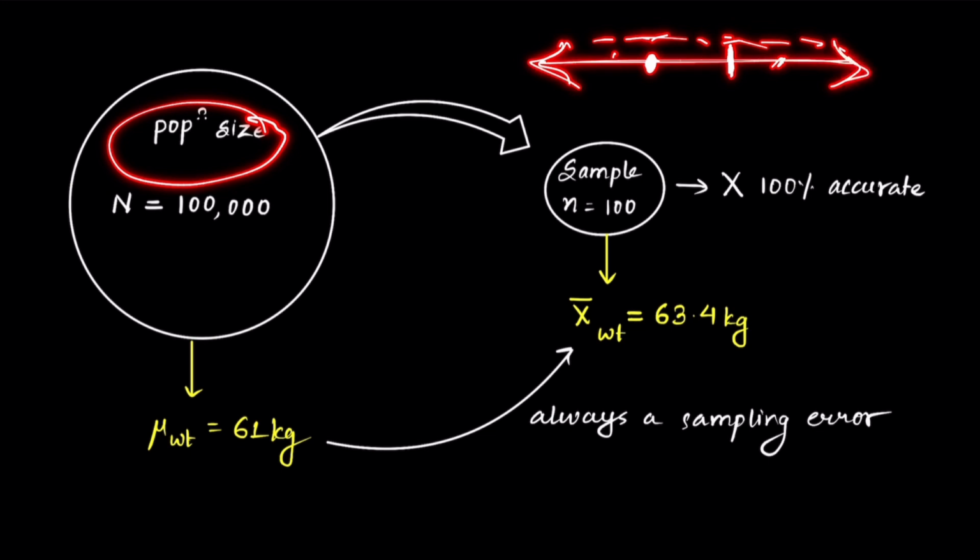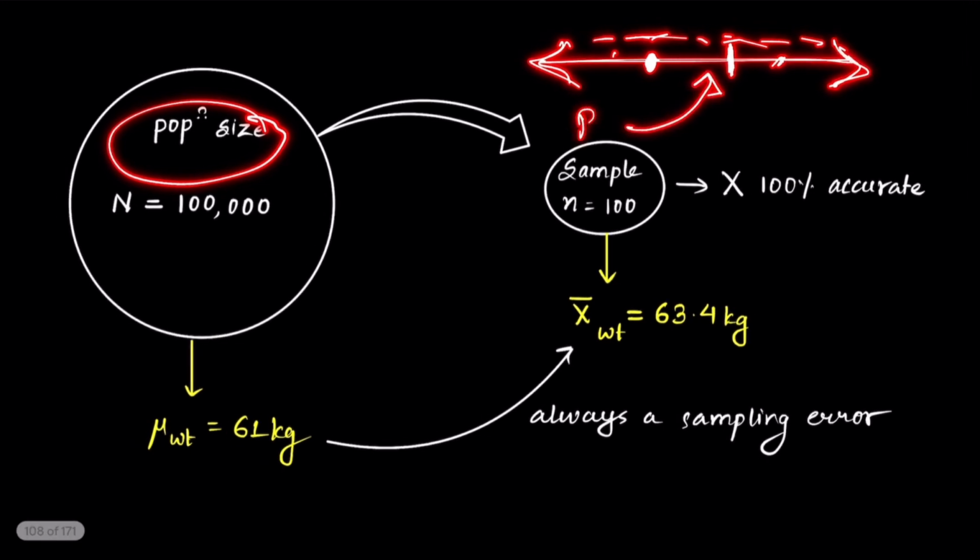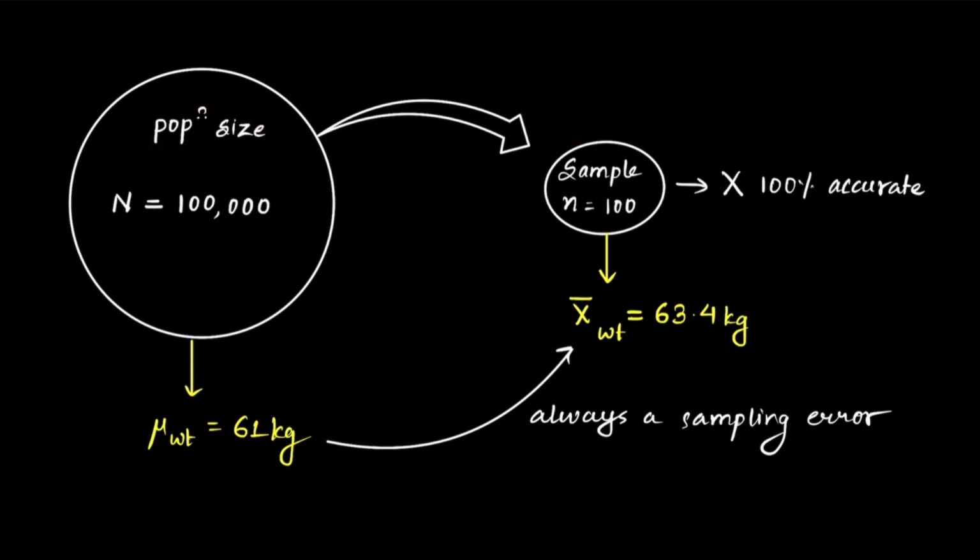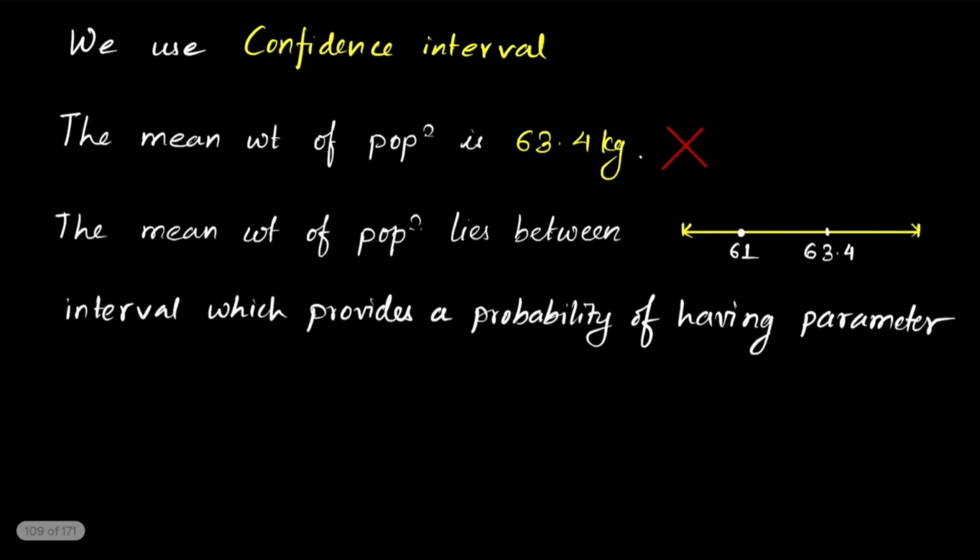And this interval that probably contains the parameter, or the mean weight of the population, is what we call the confidence interval. For example, for our particular example, here's the confidence interval, and the mean weight of the sample is 63.4 kg, which is present right here, and the mean weight of the population is 61 kg, which is present right here. So there's a chance that the parameter is present within this interval.